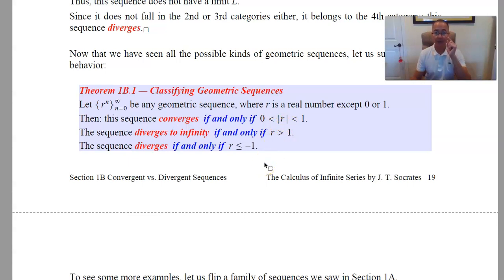5/3 is bigger than 1. So when our r is bigger than 1, then our geometric sequence will go to infinity, just like (5/3)^n. Negative 5/3 does crazy things. When r is smaller than or equal to negative 1, because (-1)^n gives you minus 1 plus 1 minus 1 plus 1, they don't go to infinity, but they don't approach a specific number either. So in that case, our geometric sequence also diverges.